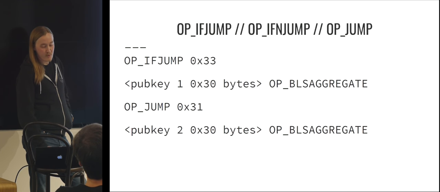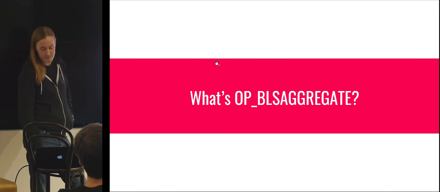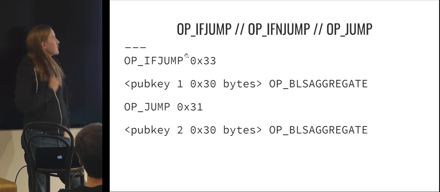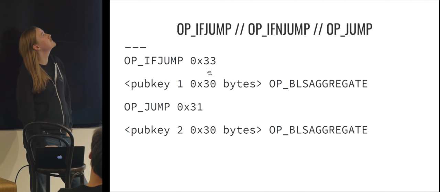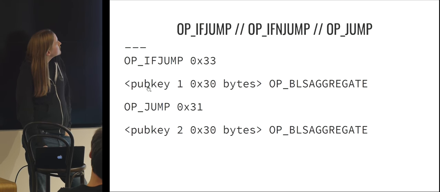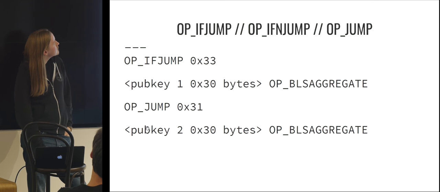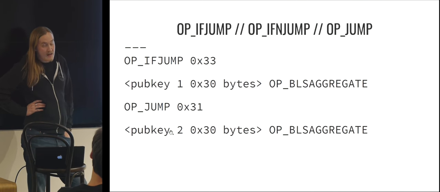So here's an example. So we're going to say op-if-jump 33. Here we go. And so 33 in hex is 51 in decimal, and so we're going to jump over this 0x30-byte pub key and these three opcodes. So if this top stack item is true, we're going to jump to here. If the top stack item is not true, we're going to execute this, and then we're going to see this jump and jump over this statement to whatever's after it.